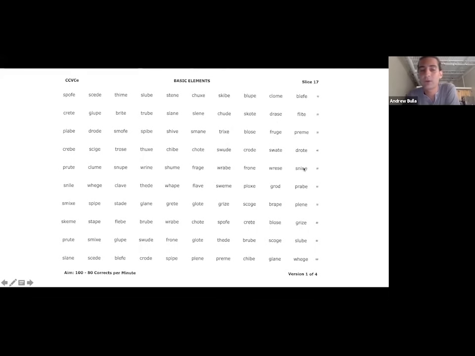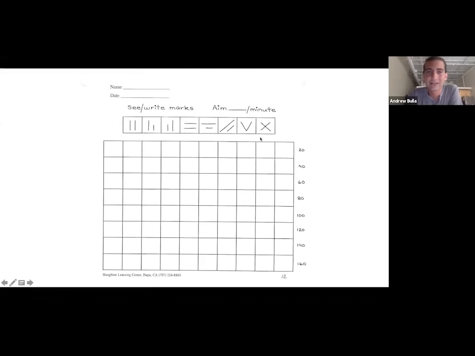We can continue on with more advanced. So these are nonsense words to assess for reading phonetically. So the learner would see this and say spof, seed, thyme, sloob, steam, chooks, sky, bloob, clome, bleef. So this is teaching for the rule CCBCE, where E's at the end will make this vowel say its name. These aren't real words, so they can't memorize these. They can't memorize the words because they have to read phonetically. So it's a great way to practice phonics with high precision and practice.